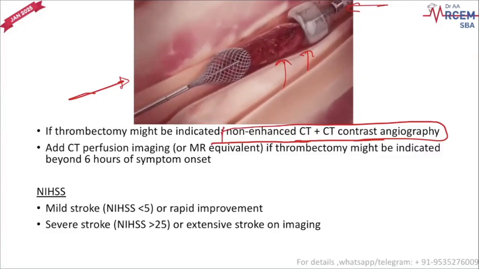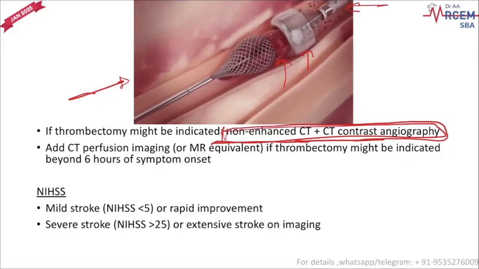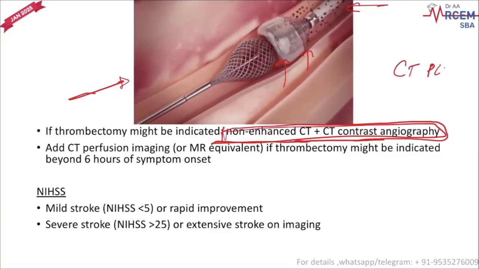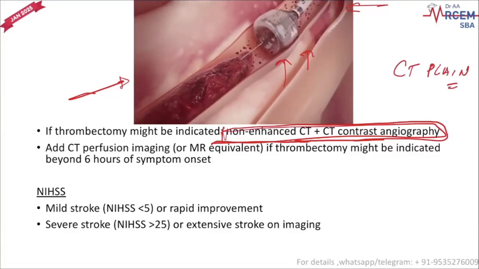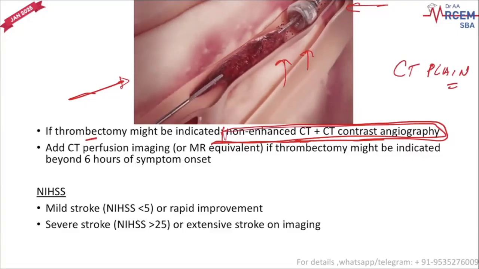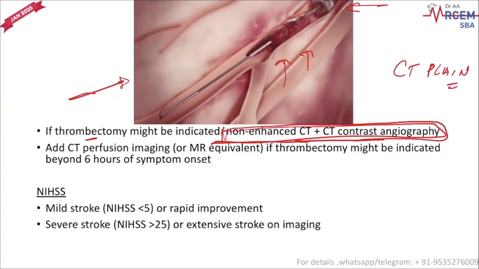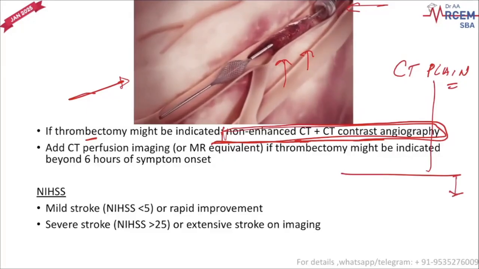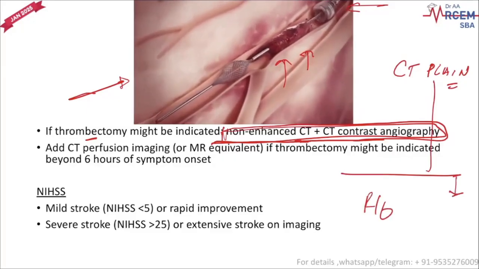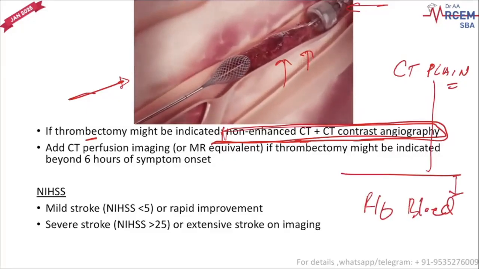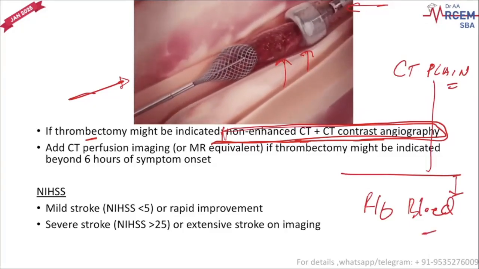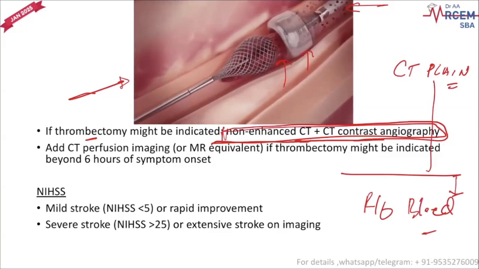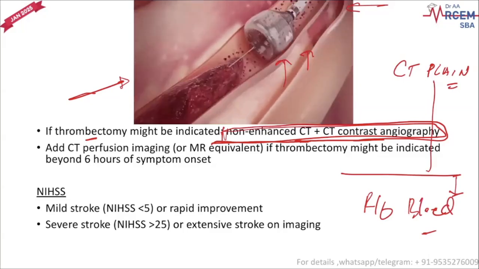Okay, so this is the investigation of choice. Minimum is CT plain. For example, if your hospital for some odd reason doesn't do thrombectomy, then at least get a CT brain plain done. We usually get a CT brain plain done mainly to rule out a bleed. If you rule out a bleed, it is an infarct. If it's an infarct, then you can treat the patient. That is the investigation you're doing.